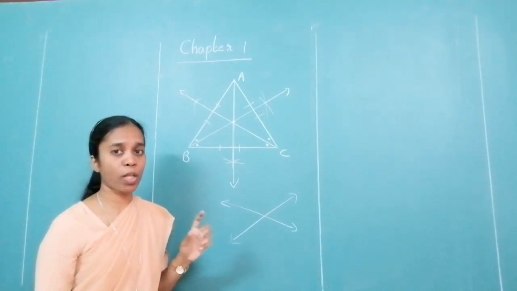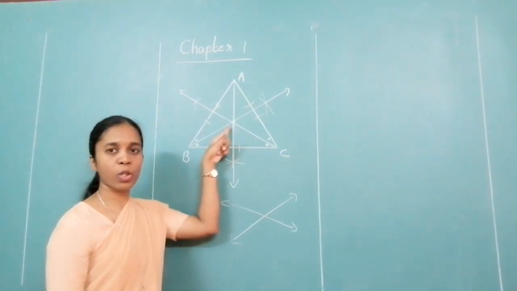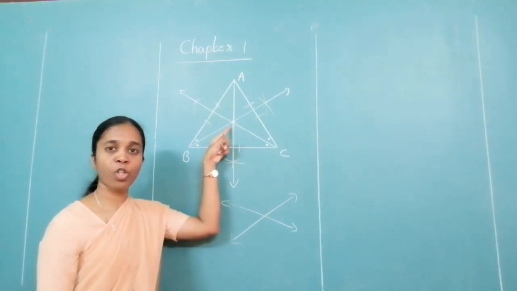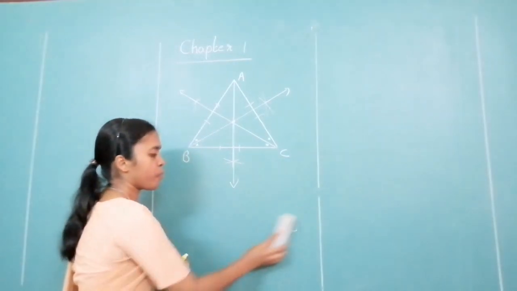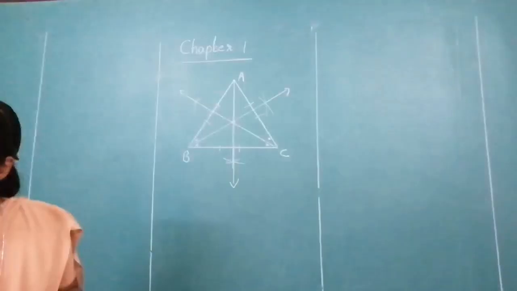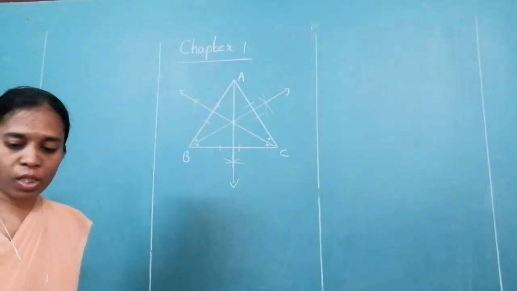What do we call them? Concurrent lines. And this point is known as the point of concurrence. We call the point the point of concurrence. Okay. Now, take a compass. I suppose this is clear to everyone.